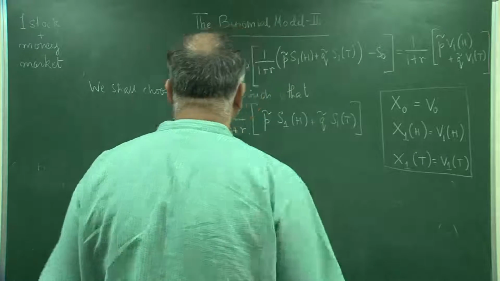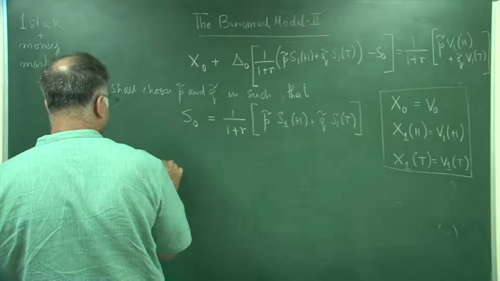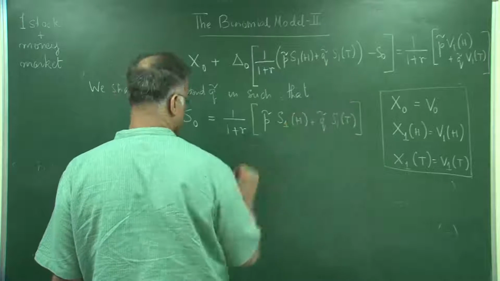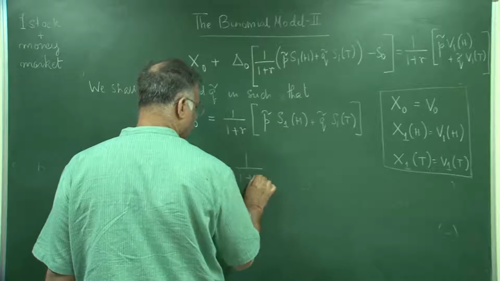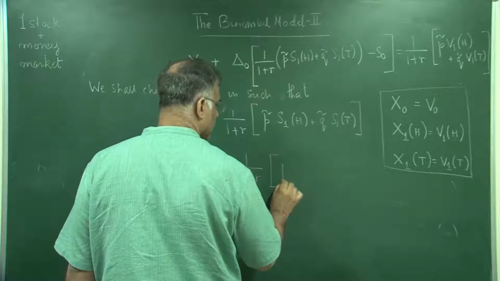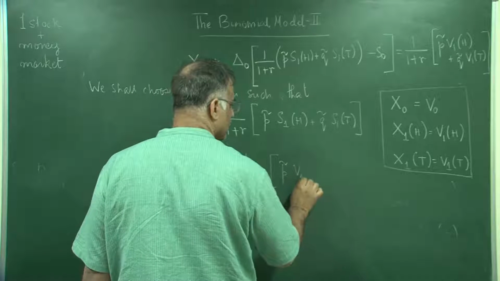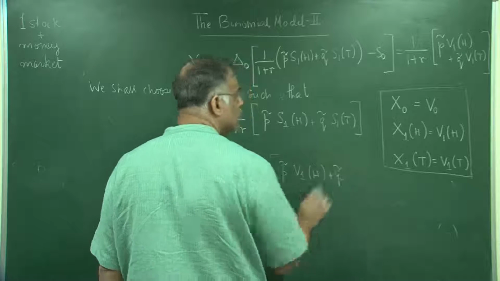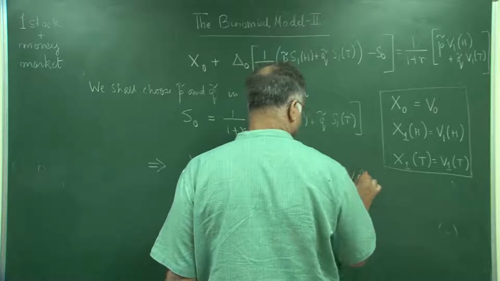This will immediately show me that this would imply that x naught is now equal to 1 plus r, p tilde V1H plus q tilde V1T.